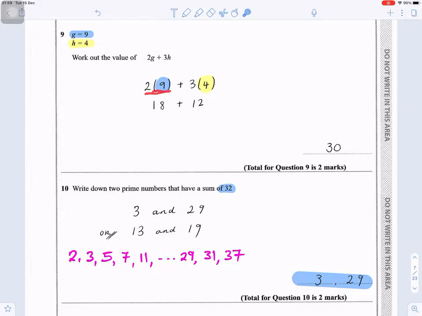2 times 9 is 18. 3 times 4 is 12. And you add 18 plus 12, it gives you 30.